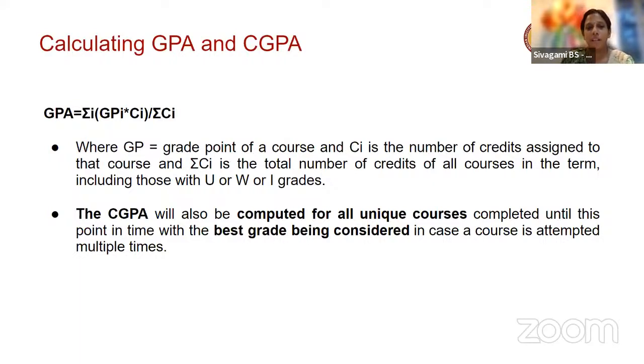When you look at the formula for GPA, GP is the grade point of a course and CI is the number of credits, suppose it's a 4 credit or a 5 credit course. It is the grade point of a course multiplied by the number of credits assigned to the course, divided by the total number of credits of all courses that you have taken in that particular term.